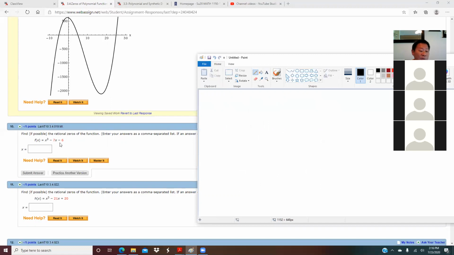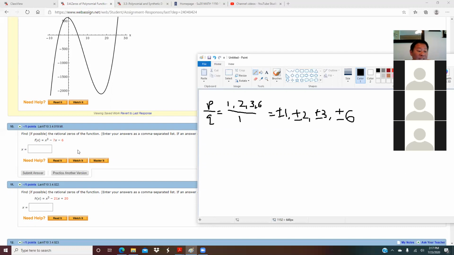In order to do this one, you have to do P over Q, like what we just did here. In this case, P is all the factors of 6, which is very easy: 1, 2, 3, and 6, because those are the factors of 6. And Q in this case is a factor of 1, so it's 1. And then you do the same thing: plus minus 1, plus minus 2, plus minus 3, plus minus 6. So these are the possible rational zeros.